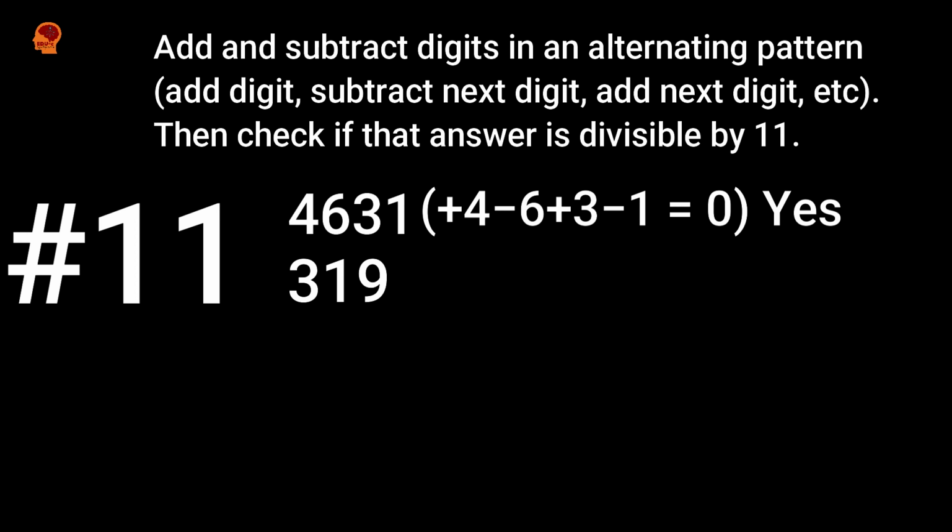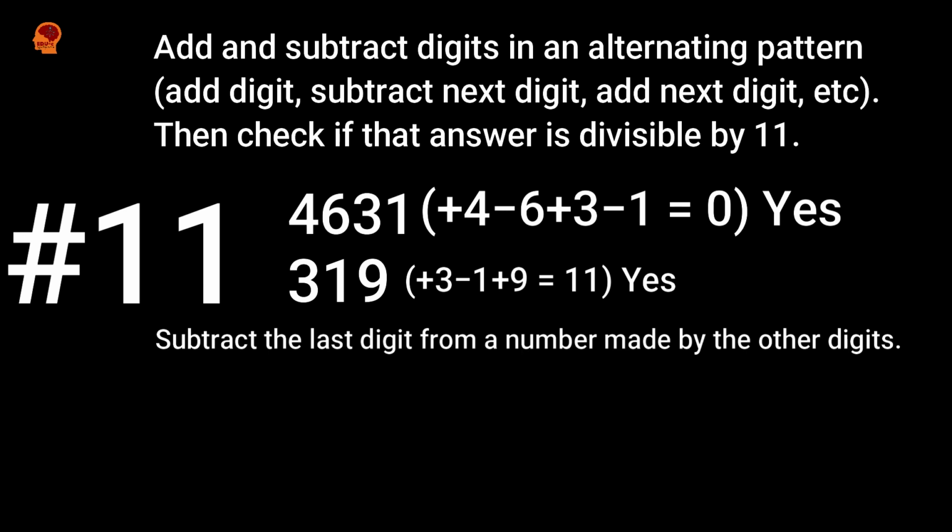Okay, now let's see 319. Now the first digit is 3, the second digit is 1, and the last digit is what? 9. Okay, so I am going to have 3. I'm going to take away 1 from 3. I'm going to have 2, and I'm going to add 9 to 2, and I'm going to have 11. 11 is divisible by 11, which will give you what? 1. The first one ends with 0. You know, when you divide 0 by 11, you're going to have 0. Okay, so that's a yes number.